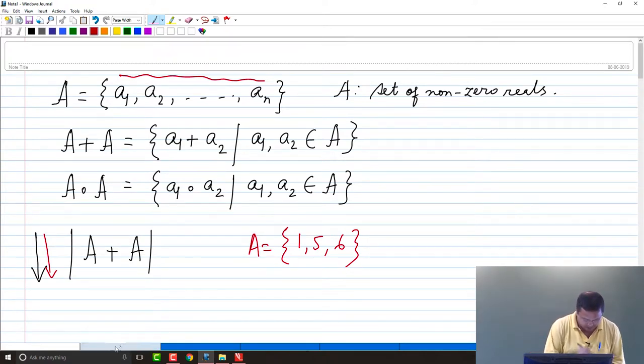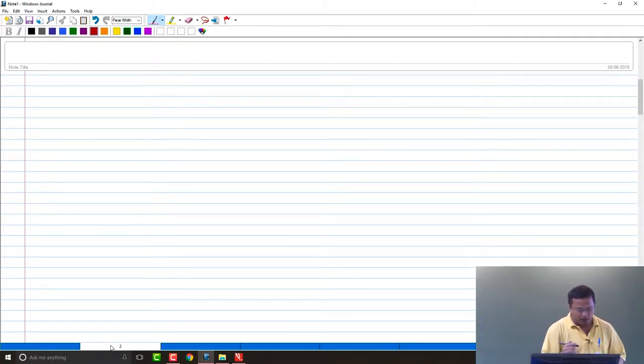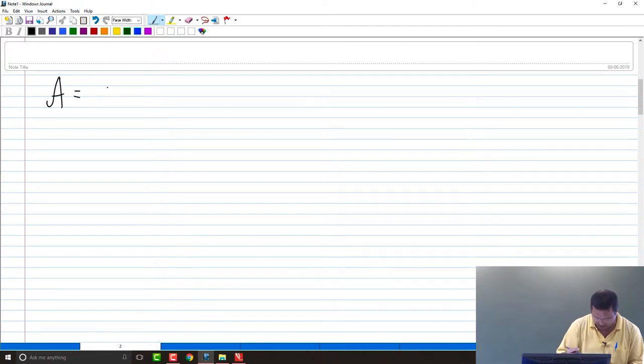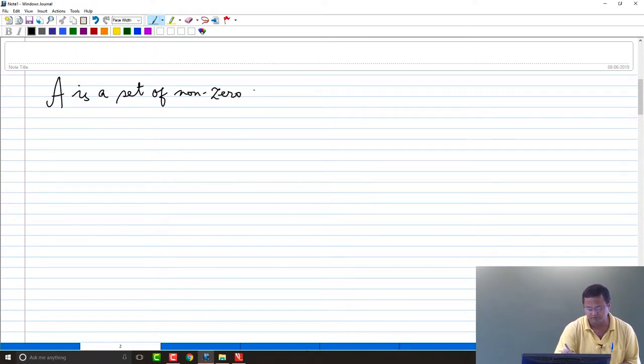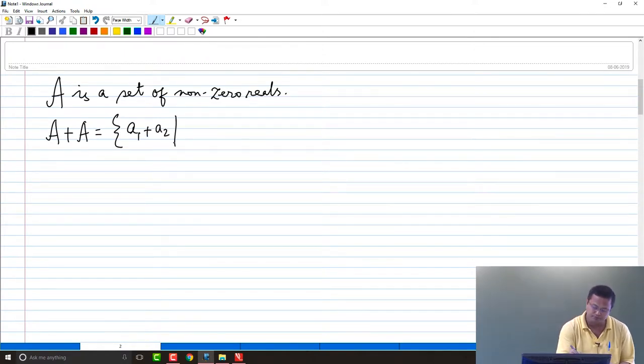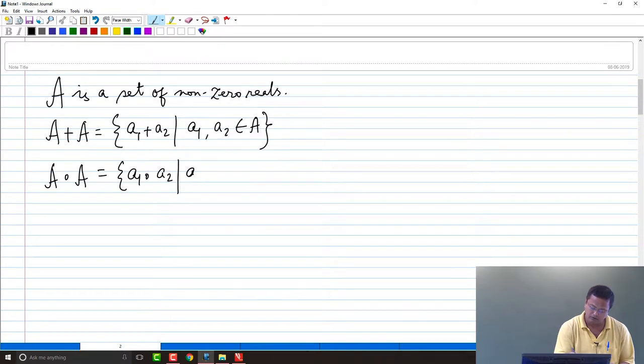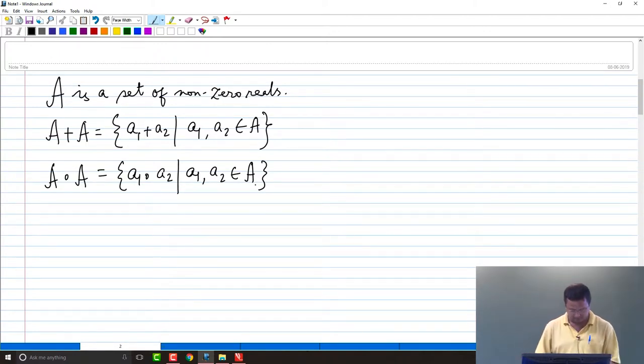Okay. So let me now first formally define the problem, because I will talk of a proof, so let's be a little bit more formal. So A is this set of non-zero reals. Your A plus A is, as I defined, the set of A1 plus A2, where A1, A2 belong to A, and your A dot A is, so now define.